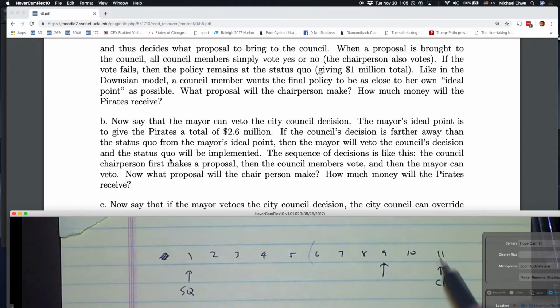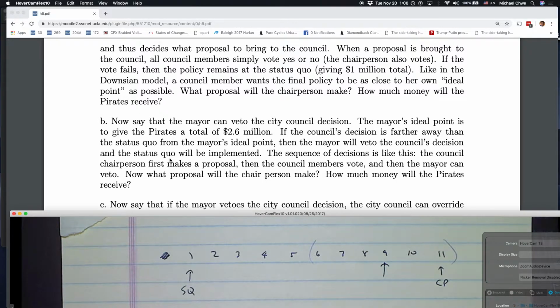These people will vote for it, right? So this will pass, correct? So the proposal at 9 will definitely pass, because at least 6 people will vote for it, maybe even this 7th person will vote for it. However, can the council person do better than that?